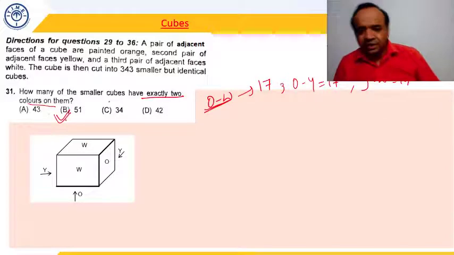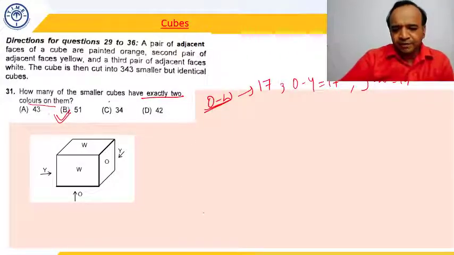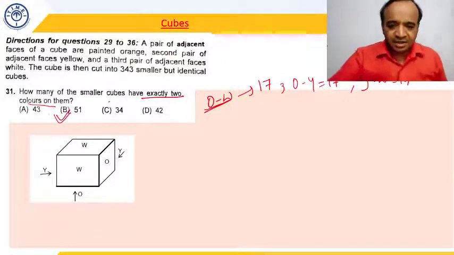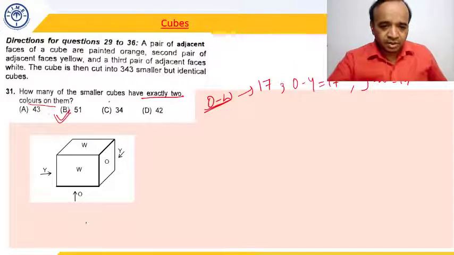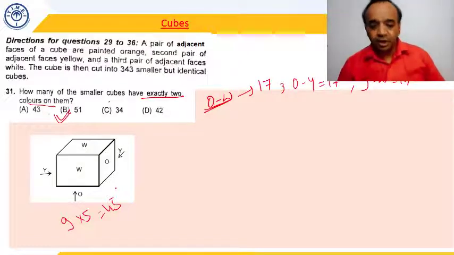Another way of doing the question is, first calculate the total number of such pieces with exactly two painted faces. So exactly two painted faces, these are lying at the edges. How many edges are with exactly two colors? There are 12 minus 3, 9. There are 9 such edges with exactly two colors. So in that case I can say 9 into 5 at each of the edges. There are 45 pieces with exactly two painted faces and with exactly 2 colors.